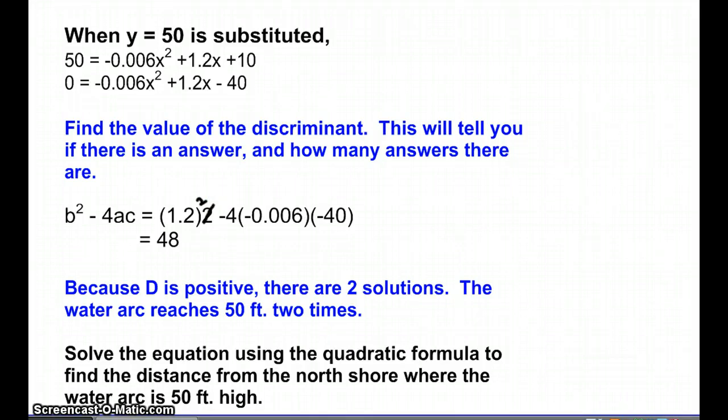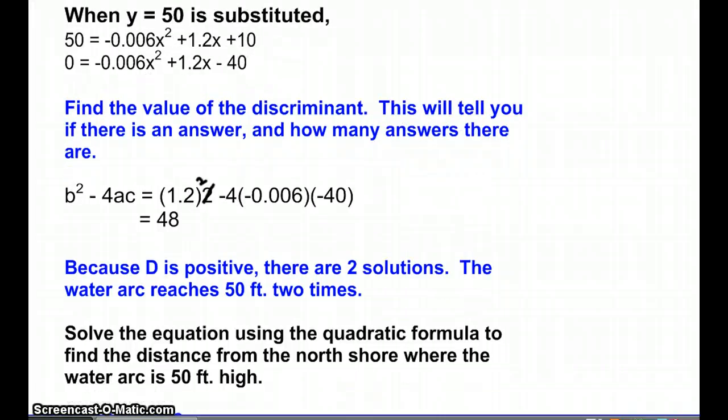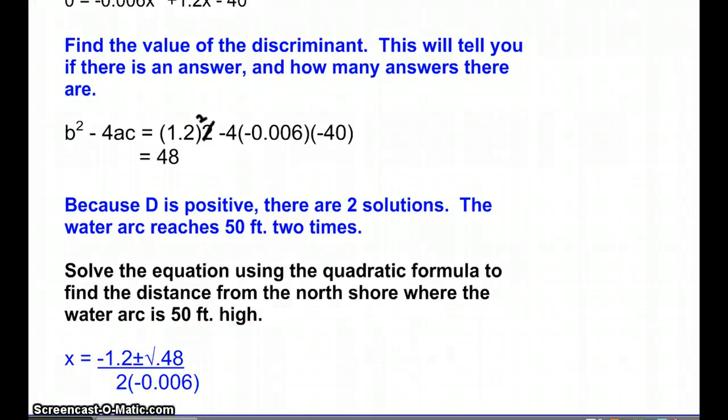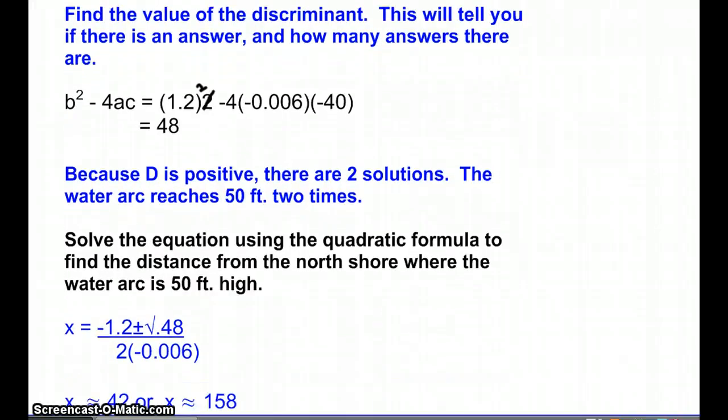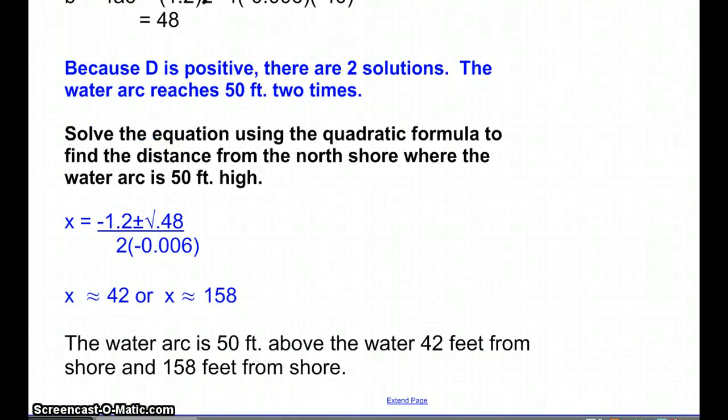So let's correct this so you can see that that is a squared term there. Then we're going to solve the quadratic equation. Now that we know there are two answers, we want to know where exactly that water arc reaches 50 feet. So we're going to solve the equation using the quadratic formula to find the distance from the north shore where the arc is 50 feet high. So here we get x equals, of course, the opposite of b plus or minus the square root of b squared minus 4ac all over 2 times a. So that's negative 1.2 plus or minus the square root of 0.48 divided by 2 times negative 0.006.